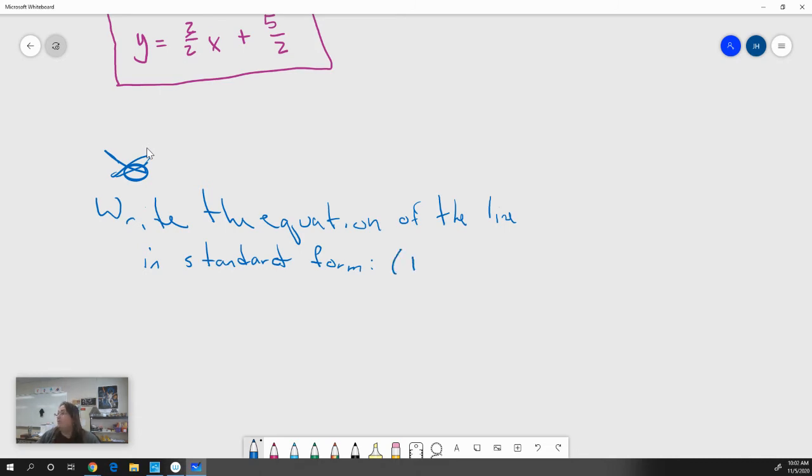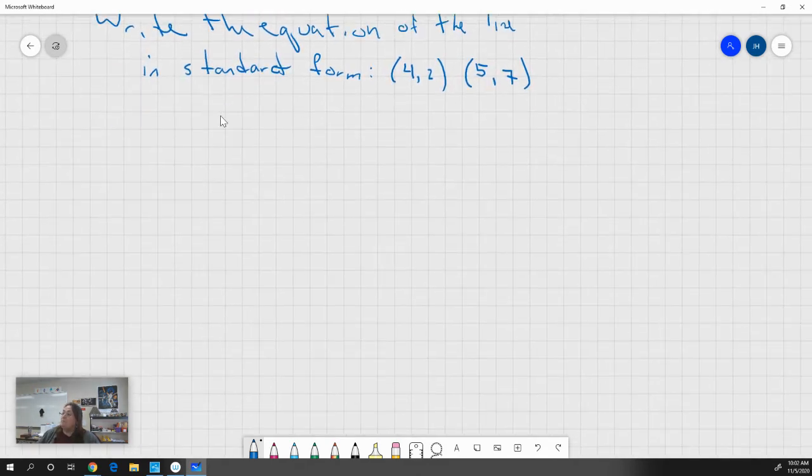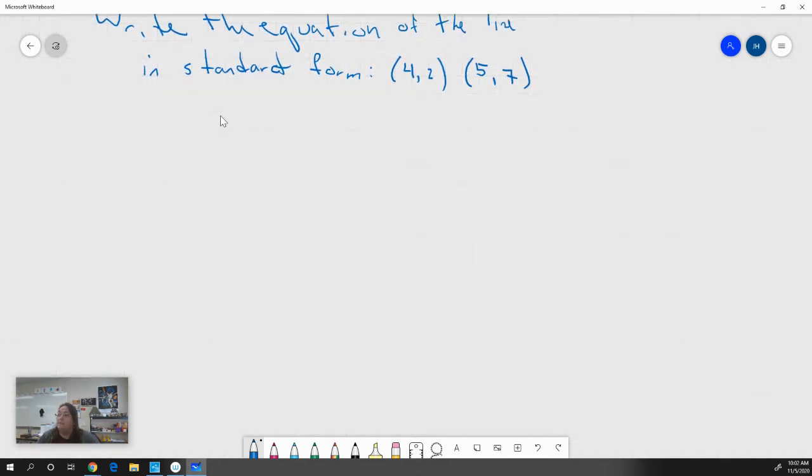We have 4, 2, and, I don't know, 5, 7. Doesn't matter. Any 2 points will work, right? Our first step is going to be to find the slope. What is our m? Our m is y2 minus y1 over x2 minus x1.